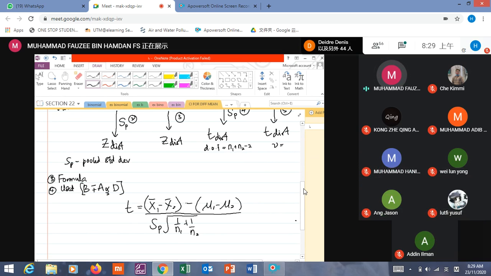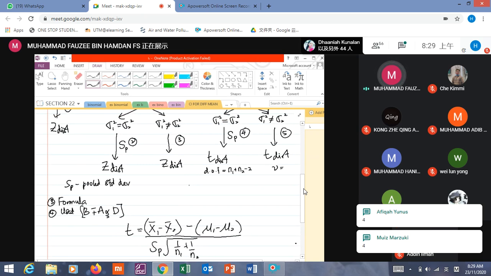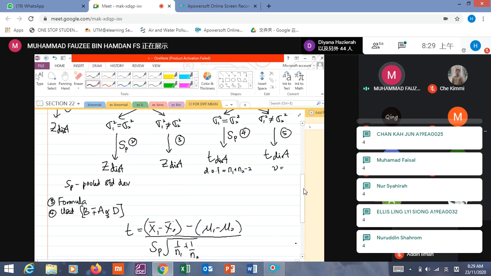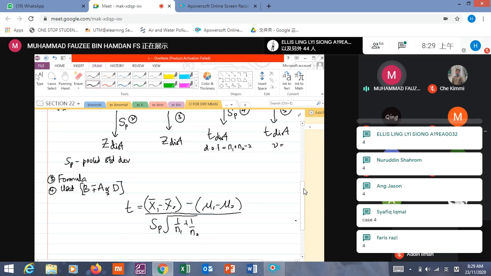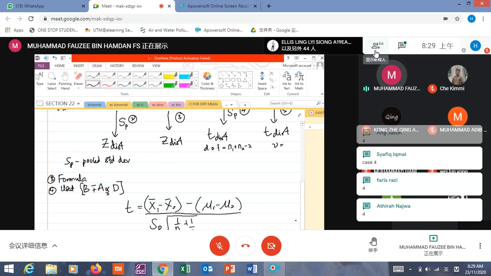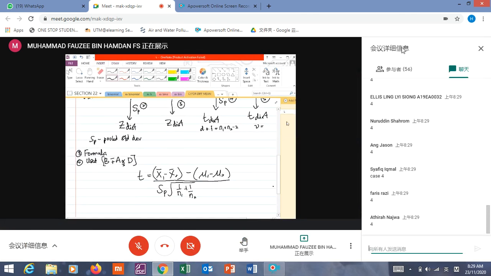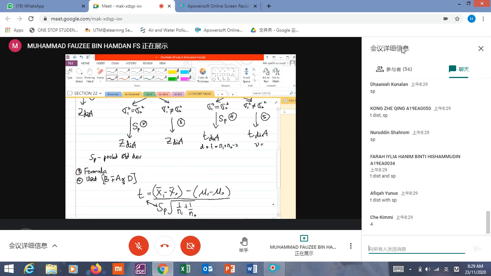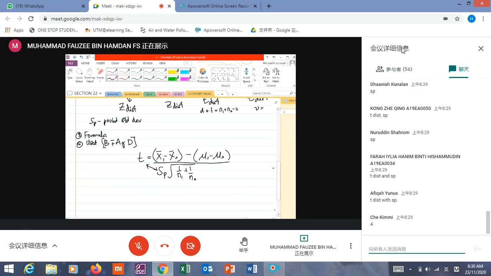Okay, this formula, if you look at the flowchart, which one do you think this formula belongs to? Case number 4. Okay, case number 4. How do you know? Because there is SP and T. If you just look at SP, there is another one that contains SP, but that is Z distribution. But in this case, T distribution and SP. So the formula for case number 4 is this one.